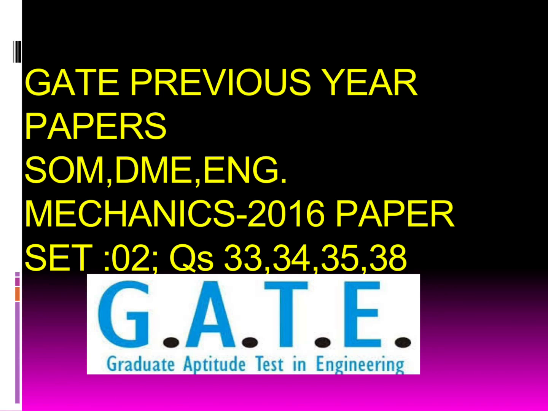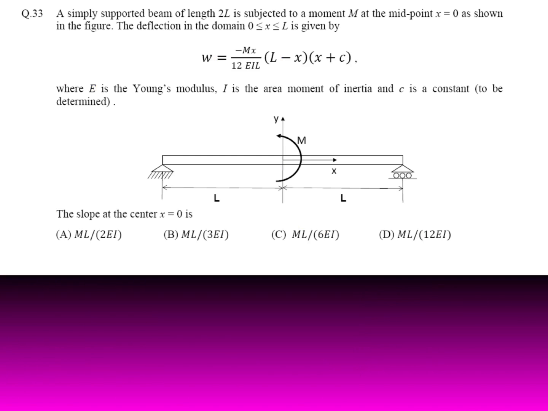I will solve. The question is: a simply supported beam of length 2L is subjected to a moment of M at the midpoint x equal to 0 as shown in the figure. The deflection in the domain x is less than or equal to L is given by Wx, where E is the Young's modulus, I is the area moment of inertia and C is a constant to be determined. The slope at the center x equal to 0 we have to calculate.